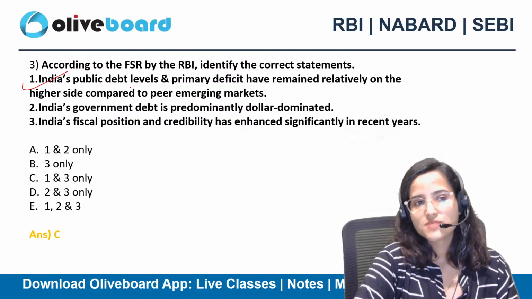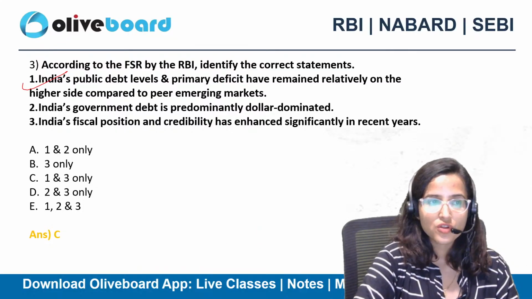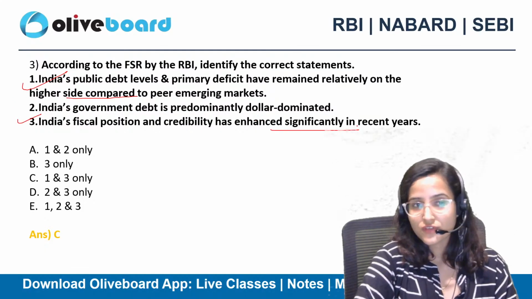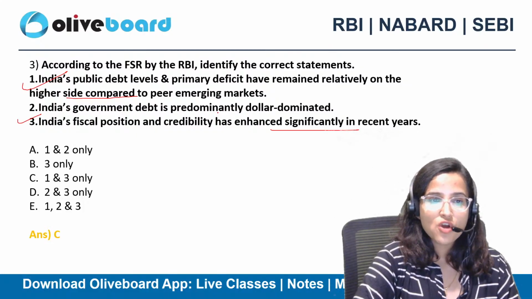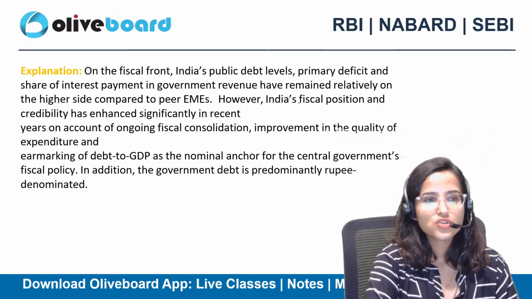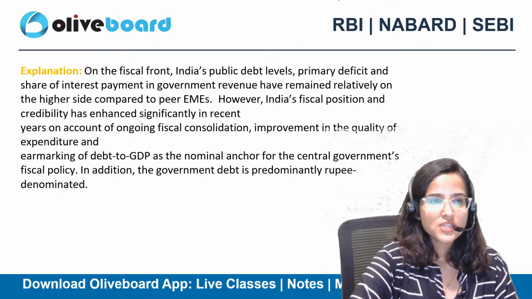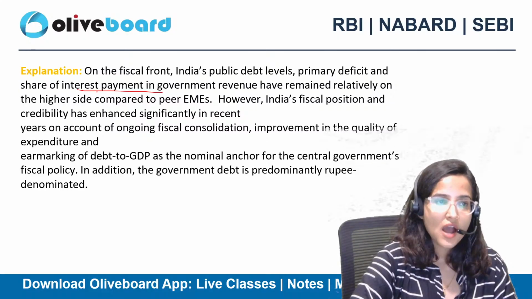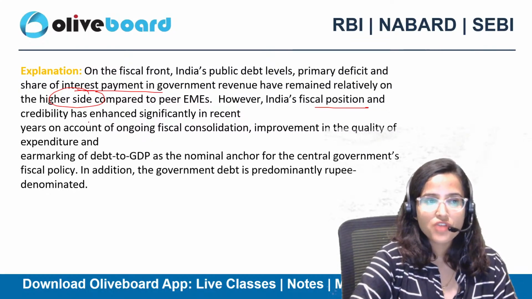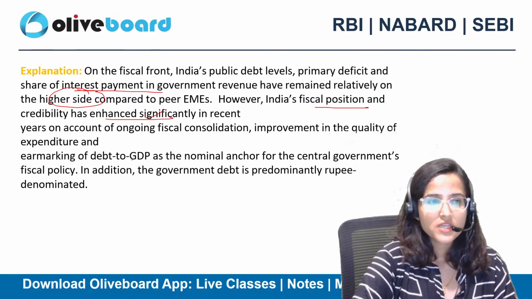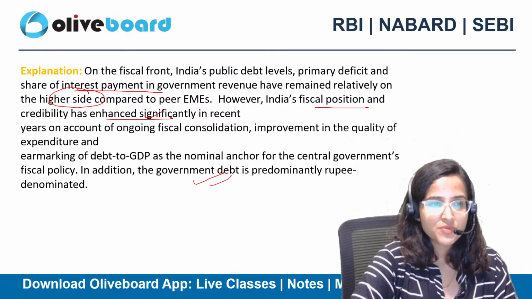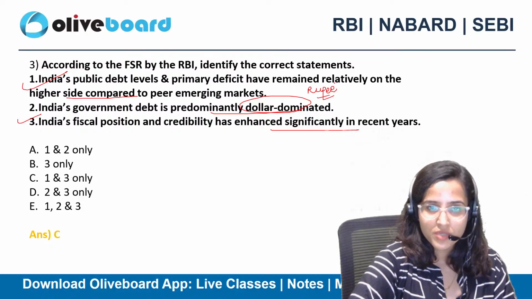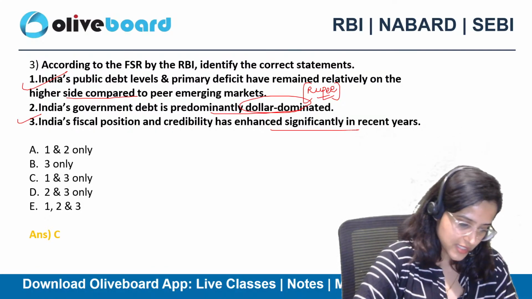So first is correct. India's public debt levels and primary deficit have remained relatively on the higher side. Third is also correct. India's fiscal position and credibility has enhanced significantly in recent years. India's government debt is predominantly dollar denominated? No, it is not dollar denominated. Okay? So you can see here India's public debt levels, primary deficit, and share of interest payments have remained on the higher side. India's fiscal position and credibility has enhanced. This is correct. And in addition, government debt is predominantly rupee denominated and not dollar denominated. Okay, it is rupee denominated. Yes, Abhigyan, absolutely correct.